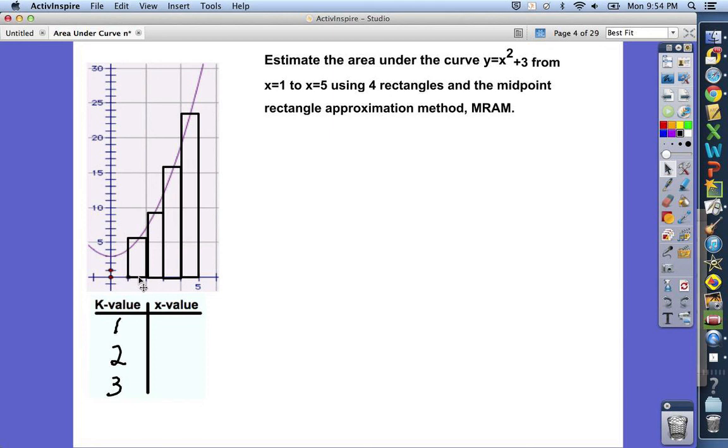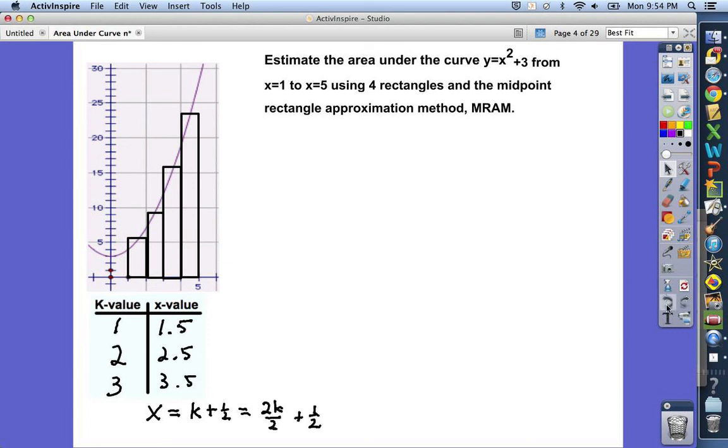For the first rectangle, it looks like we would use halfway between the left and the right side of it, so 1.5. The second rectangle would be at 2.5. The third rectangle, the x value would be at 3.5. Leading us to the equation x equals k plus 1/2. So when k is 1, it's 1.5, 2.5, so it's always a half more.